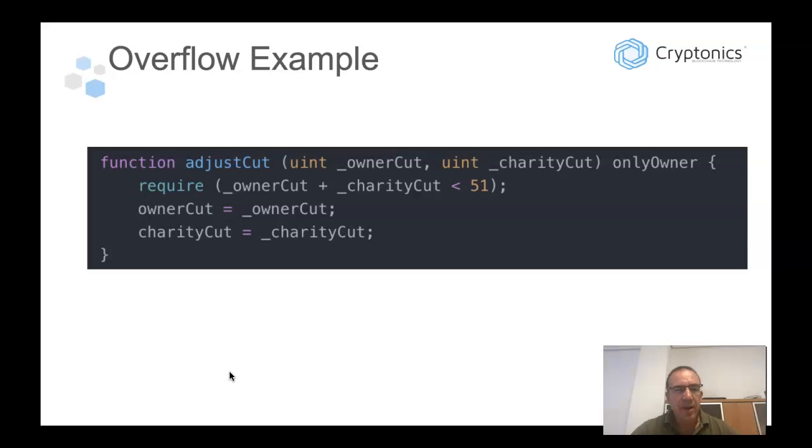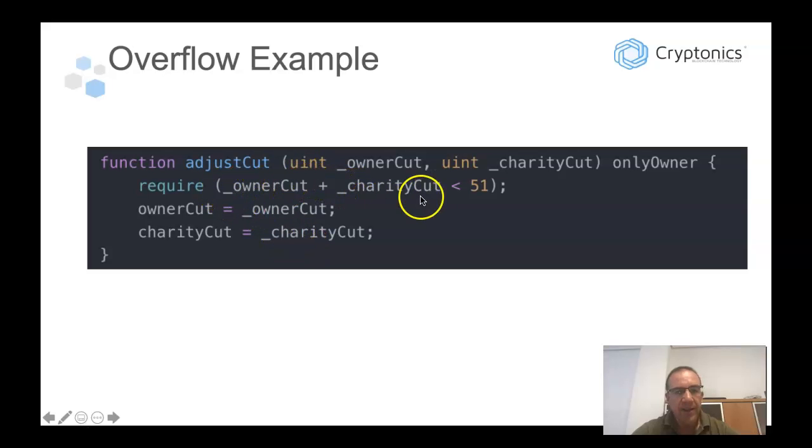So here's a very simple example of code that comes out of an audit I did. This is open source code, which is why I'm able to show it here. This is an owned smart contract where the owner takes a fee, a cut, and there's a cut for the owner and a cut for a charity. And there's this function, adjust cut, where the owner can set these. In order to not be abusive, this is limited to a maximum of 5%. This 51 here means that the combined fee has to be 5% or lower. And then the cut is adjusted accordingly.